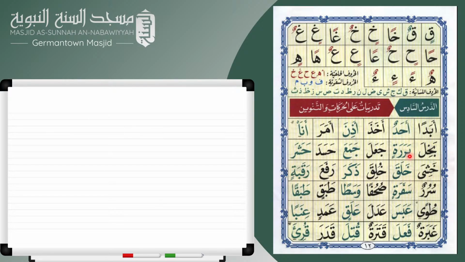Good. Ta, fatha, ta. Ta, kasratain, tin. Ba, ra, ra, tin. Bararatin. Good. Do you guys see how we did it?